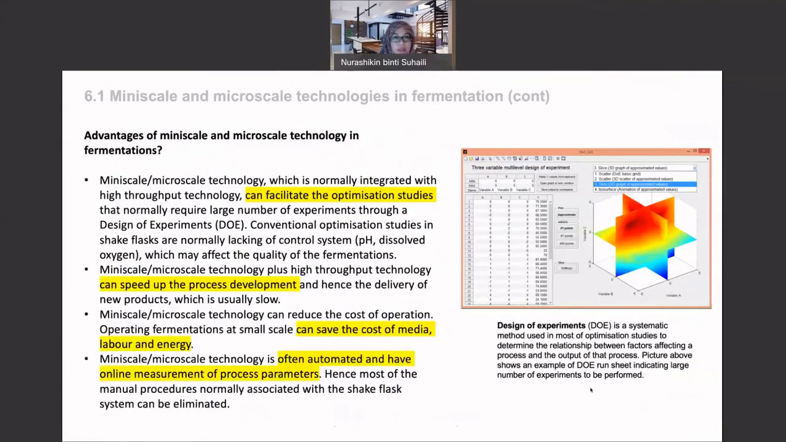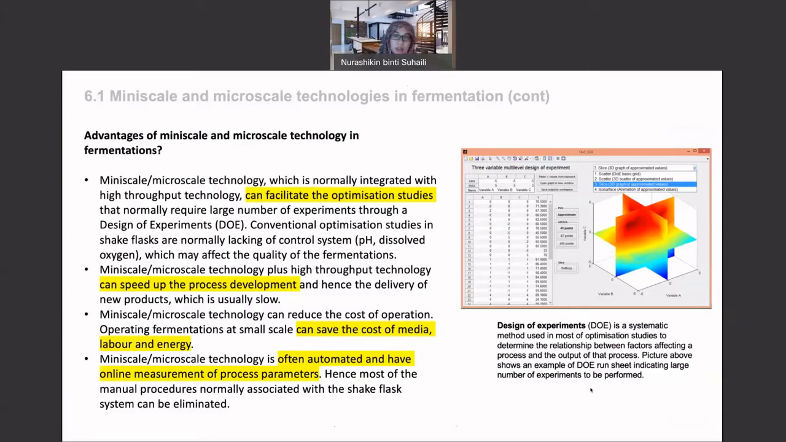All right, so what are the applications? So what are the purposes, the applications of miniscale and microscale technology? As I said just now, it can facilitate the optimization studies. So normally in optimization studies, we have many experiments to be conducted. So optimization studies refer to a study that aims to find the best parameters or the best condition for a process.